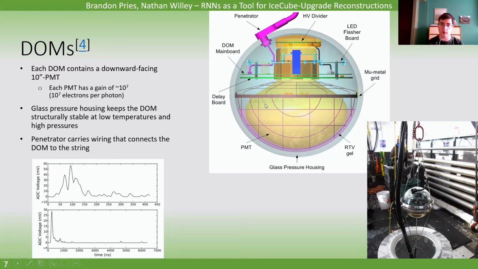So here's a schematic of a DOM, and an actual picture of what the DOM looks like. So this is a DOM on a cable in a harness. You can see the PMT down here at the bottom with the glass pressure housing and the penetrator that connects it back up to the string. And then on the left here is a sample of what kind of raw data we would be getting out of the DOM. So for this specific PMT, we would get something like this, where it's a measurement of the voltage or the current through the DOM as a function of time, which goes back to the information that I talked about in the last slide.